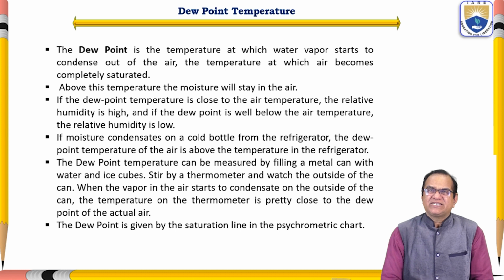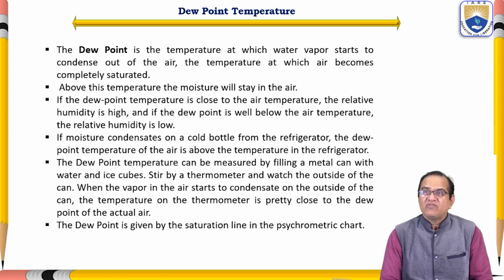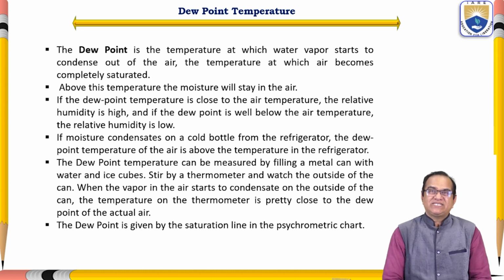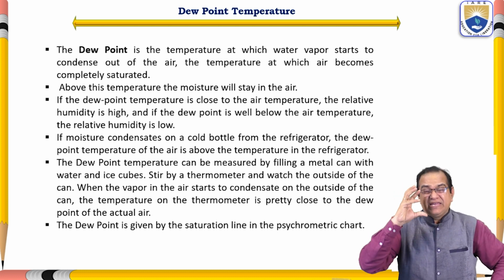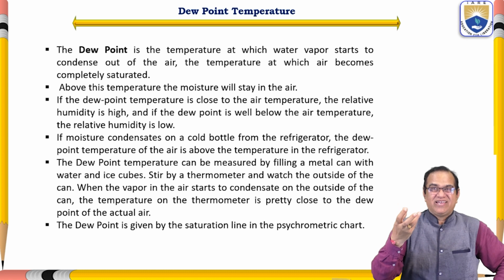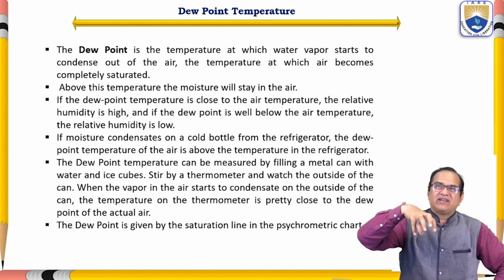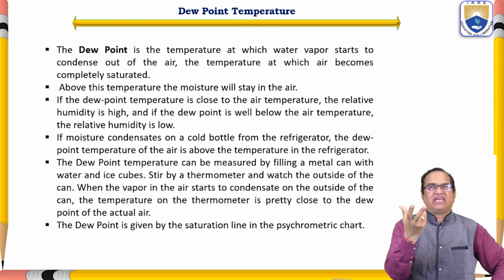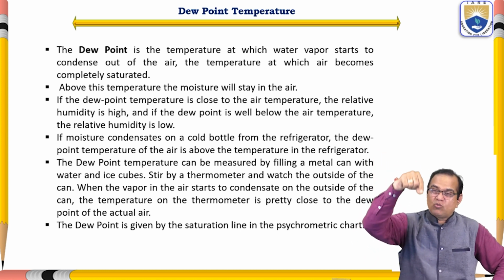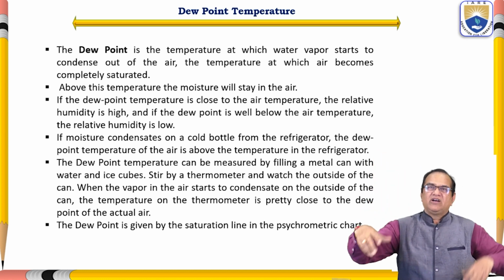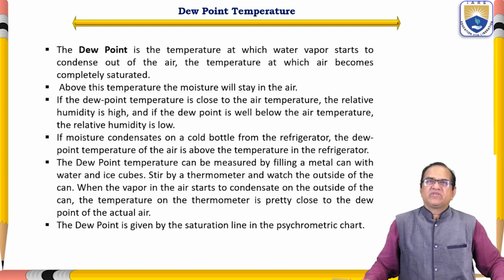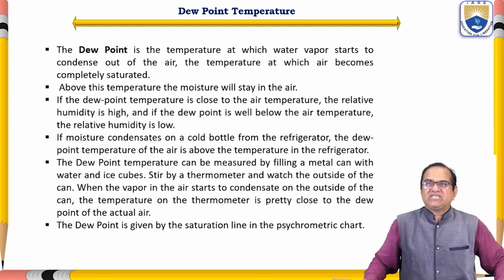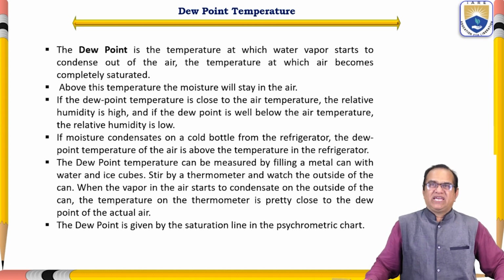The dew point is the temperature at which water vapor starts to condense out of the air. In air there is always some water, and if it is cold weather, the water will be extracted from the air. Air will be dry, but these waters are dropping on the earth, on the plants. Those are called the dew. So, the dew point is the temperature at which water vapor starts to condense out of the air.